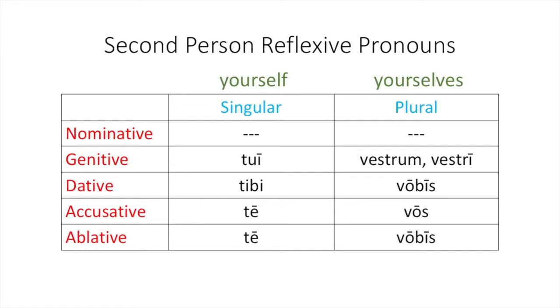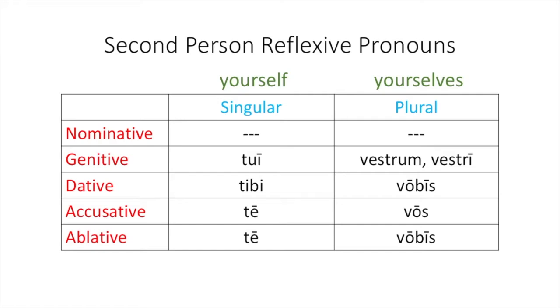That's also true of the second person reflexive pronouns. When you see yourself in the mirror, there is no nominative case. The genitive is tui, dative, tibi, accusative, te, ablative, te. When y'all see yourselves in the mirror, the nominative case doesn't exist for the reflexive pronoun. The genitive is vestrum or vestri, dative, vobis, accusative, vos, ablative, vobis.